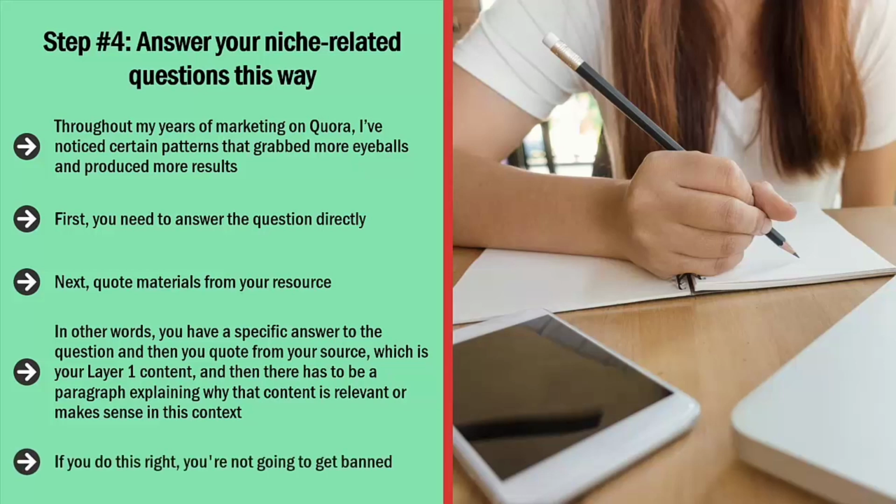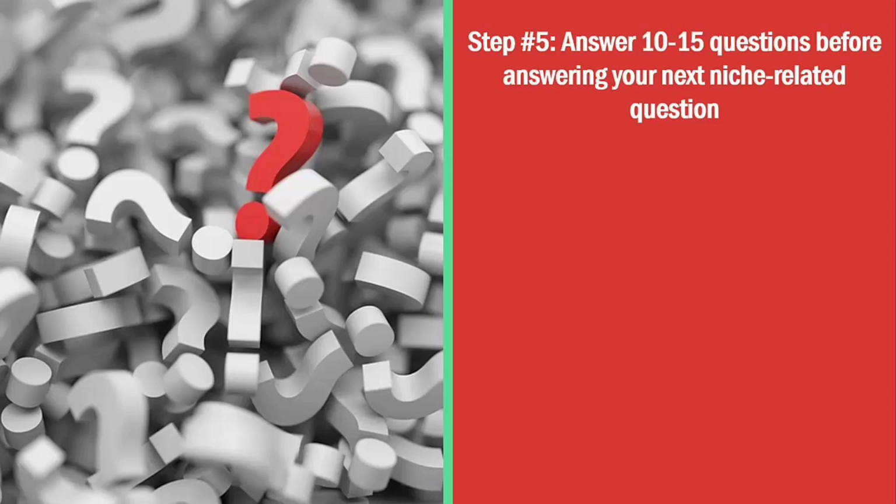If you do this right, you're not going to get banned. Also, if you do this right, people who read your answer are more likely to click through. Step number 5, answer 10 to 15 questions before answering your next niche-related question. This is a big deal. You can't just answer only questions related to your niche. You're going to be too obvious when you do that.